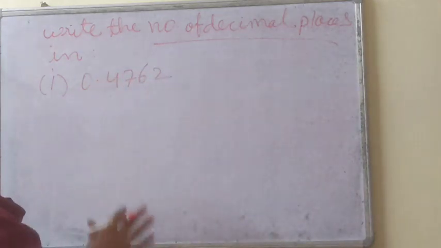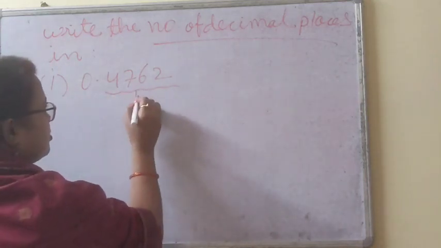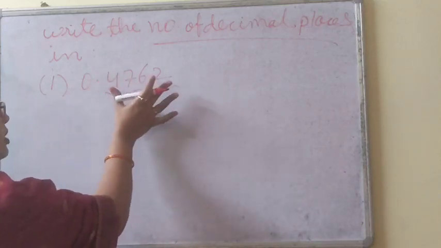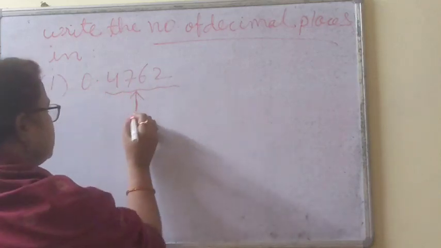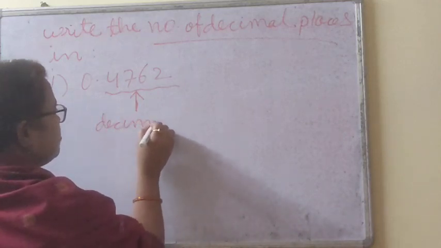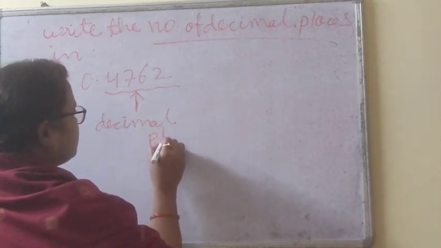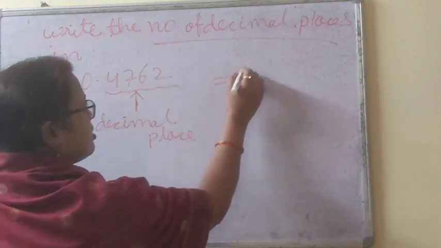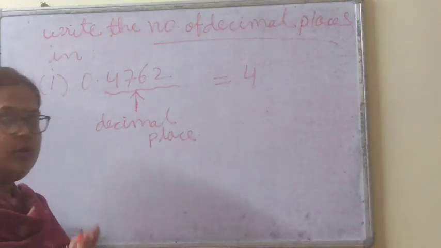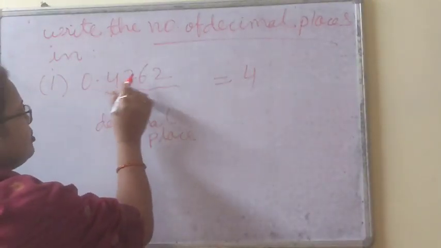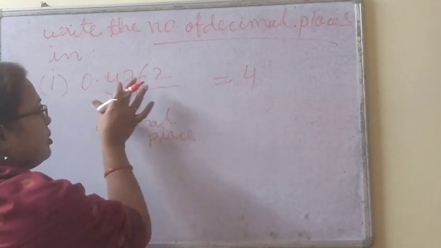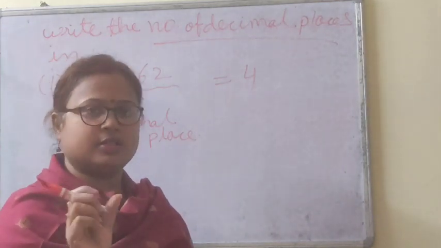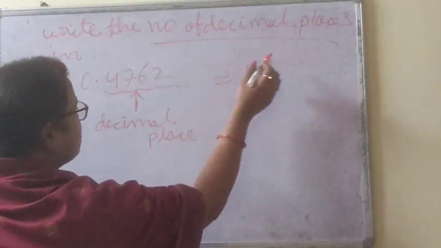0.4762. Clear? So decimal places means this is the decimal place. Always remember, before the decimal, whichever numbers are there, that is the decimal place. So this is your decimal place. Okay. So how many here? 1, 2, 3, 4. So your answer will be 4. Always remember that before decimal, you count how many numbers are there, and that will be your answer.